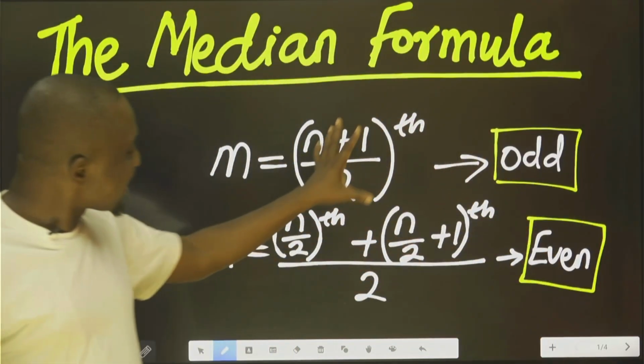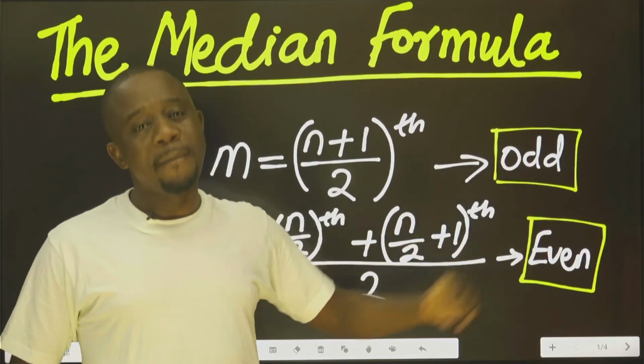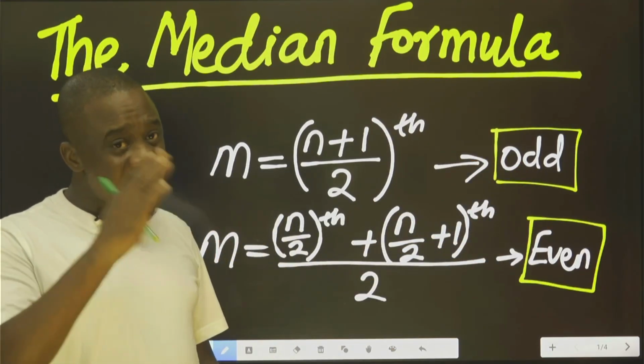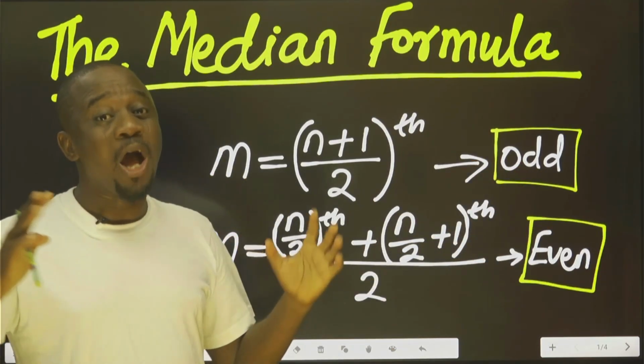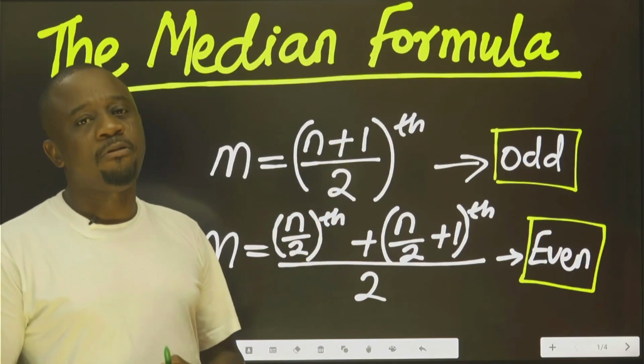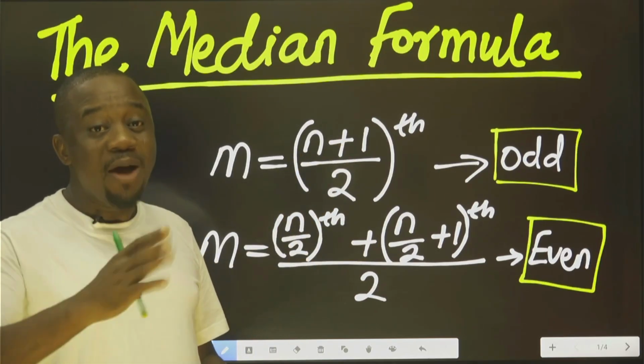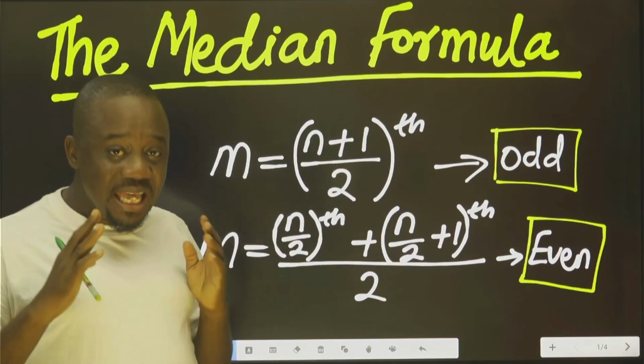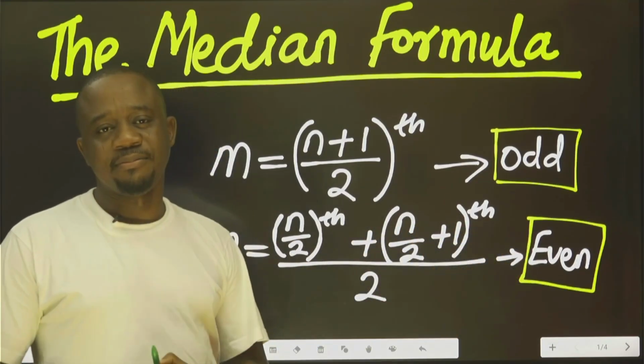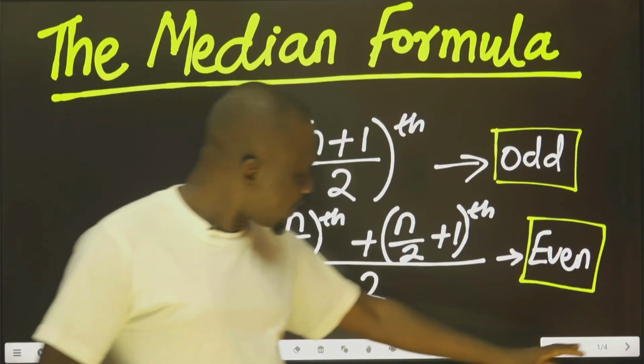What the formulas are saying is this. For odd numbers, that is, when you count them, you find that they are odd, you apply this formula. If you count them, you find out they are even, you use this formula. Okay? Now, let's start.